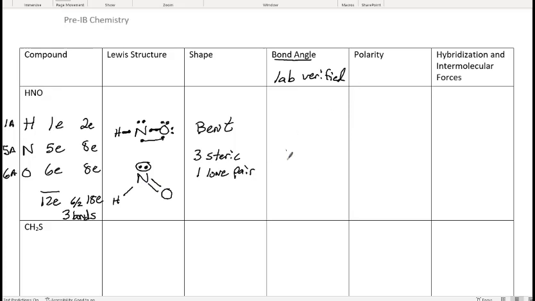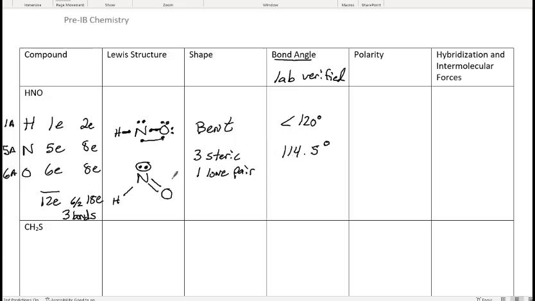So bent somewhere around 114.5, somewhere in that neighborhood, less than 120. If this lone pair wasn't there, it would be 120, right? Because we have the 3 areas, but the lone pair causes it to be a little bit less than 120 degrees, or our trigonal planar. So bent has to be a little bit less.